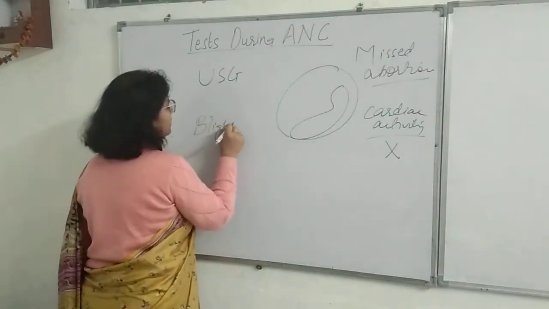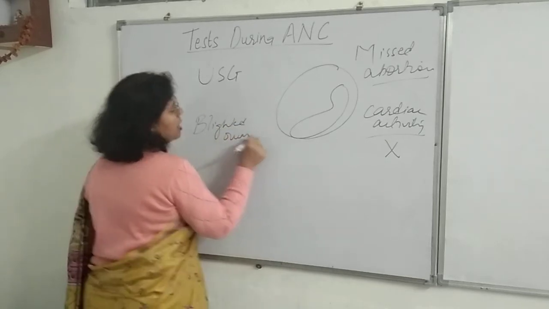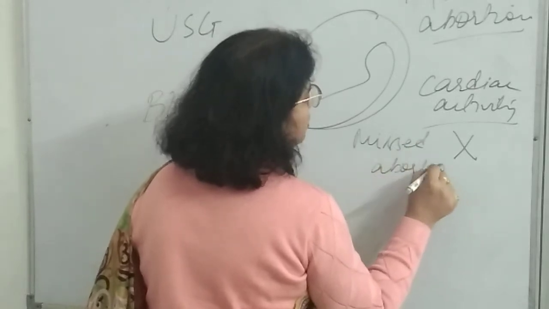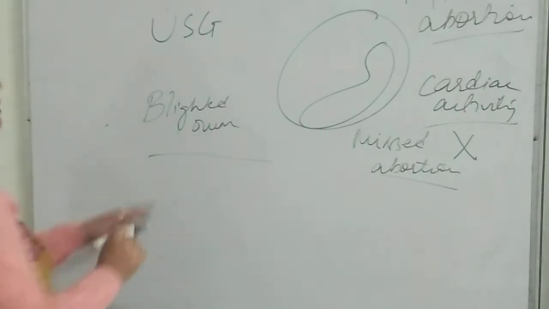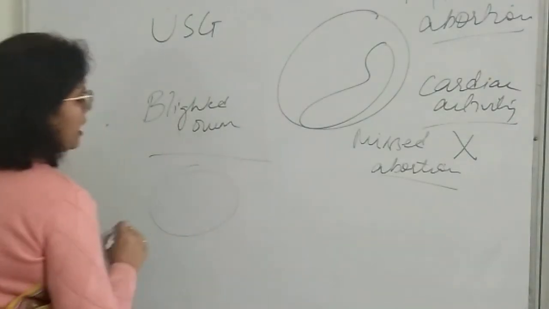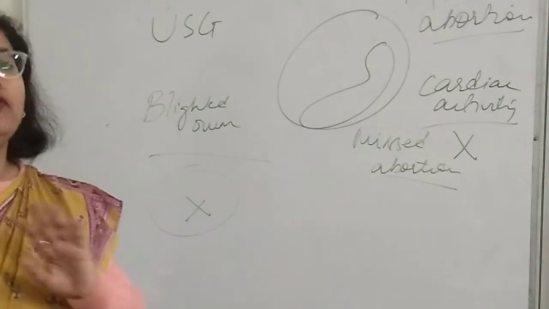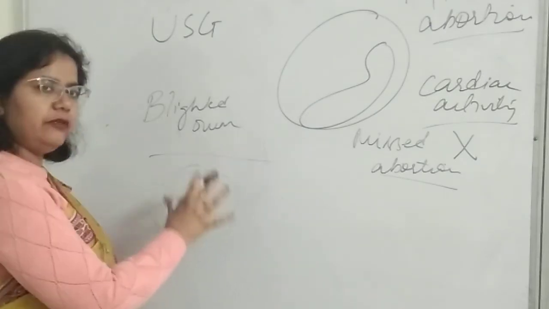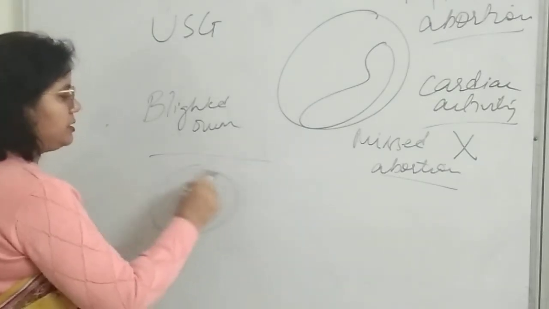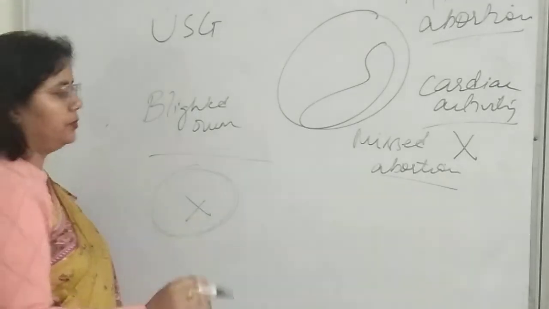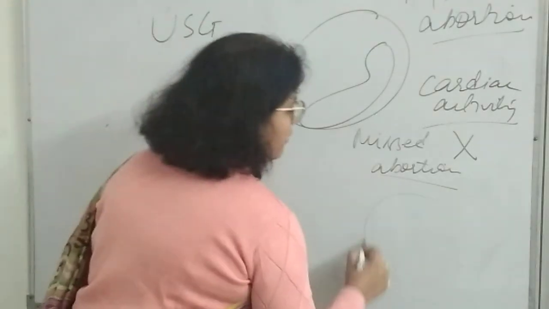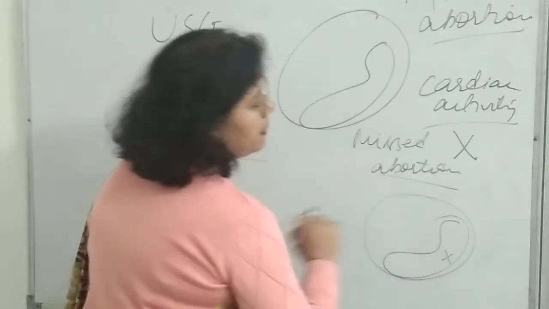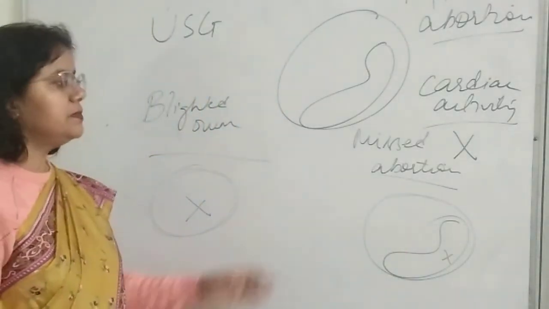So be very careful while labeling blighted ovum. What is the difference between blighted ovum and missed abortion? Do not confuse these two terms. Blighted ovum: only a gestational sac, no fetal node. Whatever the duration of pregnancy, suppose at 8 weeks, 9 weeks, you come across only a gestational sac seen intrauterine but no fetal node, it is blighted ovum. And if you have a gestational sac and a fetal node and you do not have cardiac activity, this is missed abortion.